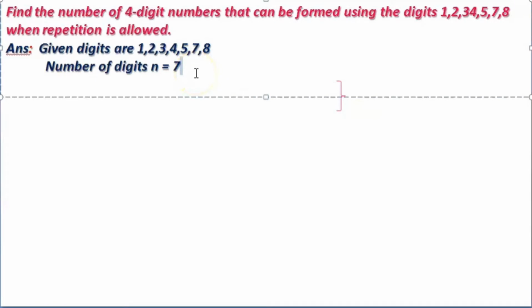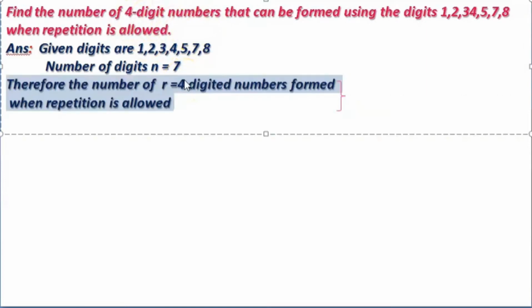So what do we have to find? We have to find the number of 4-digit numbers. Therefore, the number of 4-digit numbers formed when repetition is allowed. Number of digits, so r is equal to 4. The formula is n power r. What is the value of n? N is equal to 7, r is equal to 4. So 7 to the power of 4. Therefore, the total number of permutations is 7 power 4. The number of ways of creating 4-digit numbers from the given digits when repetition is allowed is 7 power 4.